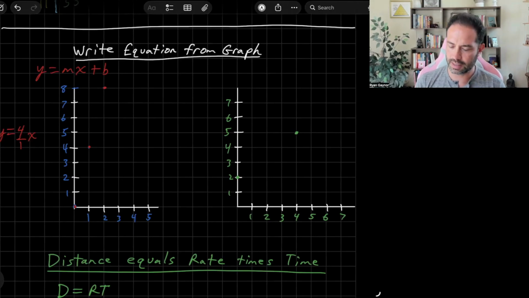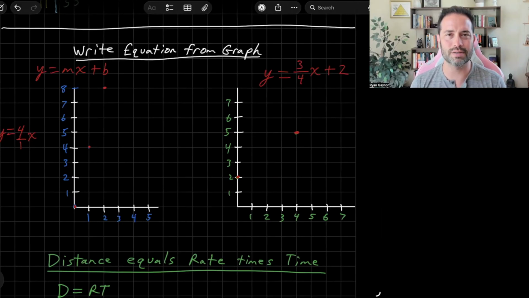All right, and then the next one, notice how we're starting at a 2 for the y-intercept, and then it's going up 3 and to the right 4, and there it is. So we have up 3 to the right 4 times the x plus the 2. So this one's a bit different because it has a y-intercept of 2.